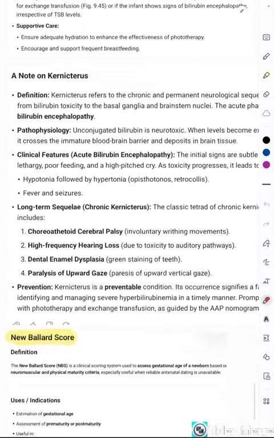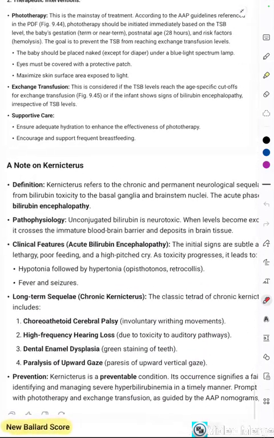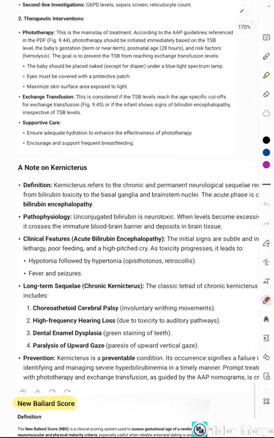A special note on kernicterus refers to the chronic and permanent neurological sequelae that come from bilirubin toxicity, leading to bilirubin encephalopathy. If it's an acute case, it is called ABE, that is acute bilirubin encephalopathy, and the chronic case is called chronic bilirubin encephalopathy. Acute bilirubin encephalopathy presents as hypotonia followed by hypertonia with a shrill or high-pitched cry. Here, opisthotonus and retrocollis are seen along with fever and seizures.